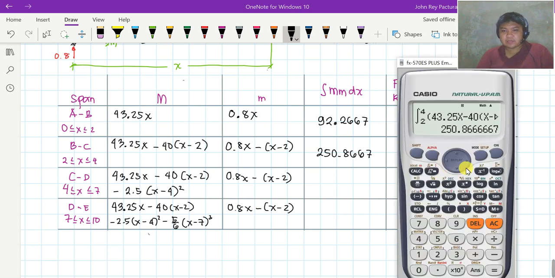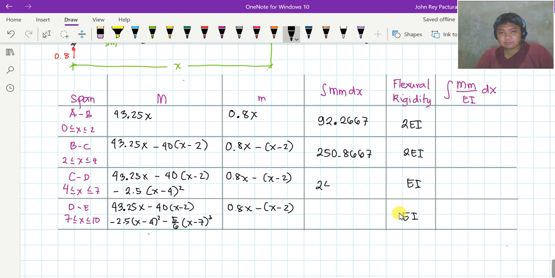Ipagpatuloy mo lang. Sa pagkakataong ito, dito na tayo sa pangatlo. Dagdagan ko na lang ito: minus 2.5 ng x minus 4 na naka-squared, and mababago rin yung limit niya. So, from 4 to 7. Okay? So, ang magiging sagot ay 245.925.